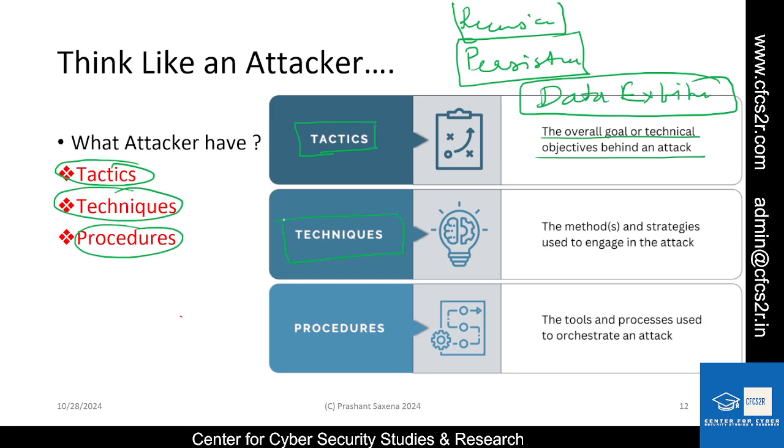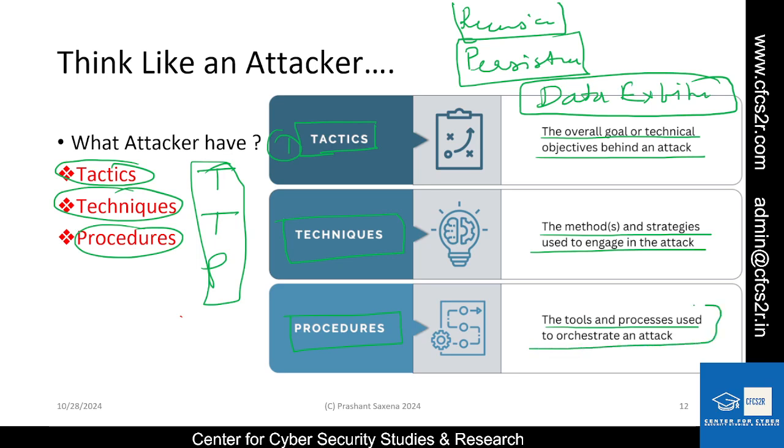Then we have techniques. The first thing is tactics, so we are actually reading the TTP of an attacker. Techniques involve the methods and strategies used to engage in the attack. These are the different techniques the attacker usually uses. Then we have procedures: the tools, procedures, and processes used to orchestrate an attack.